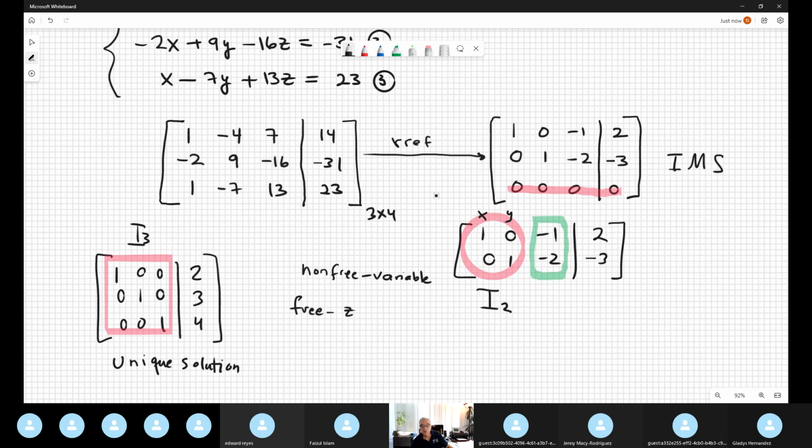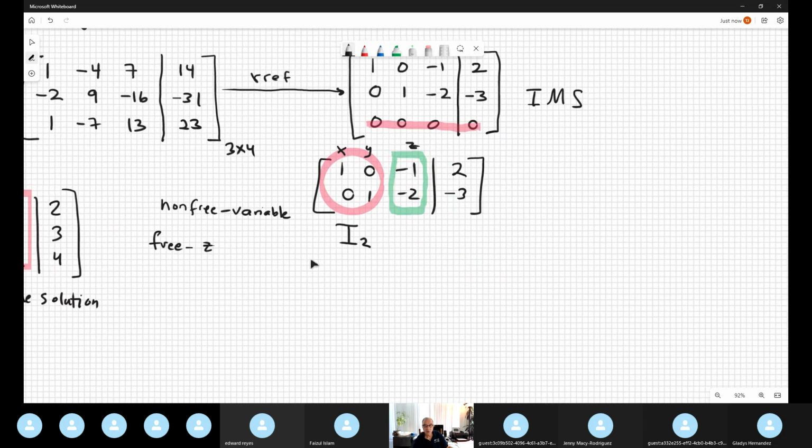So now how do you express the final answer of this problem? Oh, easy. You take the equation 1. The equation 1 is the first row, which is 1x, no y, minus z, equal to 2, no? And you isolate the non-free variables, which are x and y, as a function of the free variable, which is z. So x is 2 plus z.